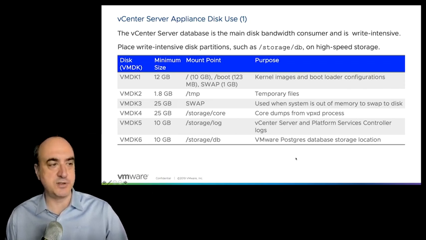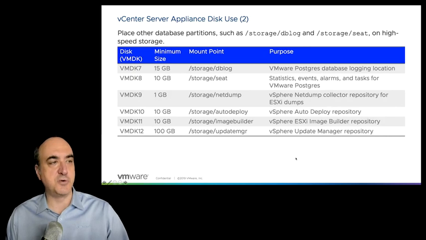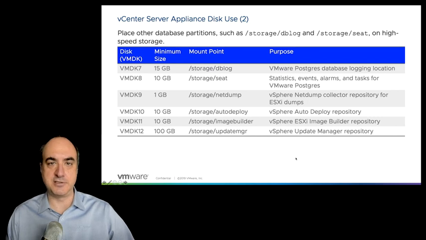There's the storage DB. That's the Postgres database of the inventory. Then there's also storage DB log, the Postgres database logging location, and then the storage seat, which is basically the database table that holds the stats, events, alerts, and tasks, right? The seat table, as it's known as.